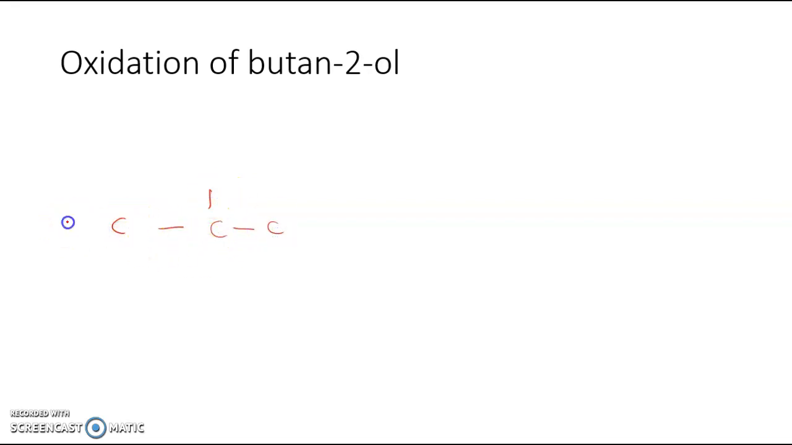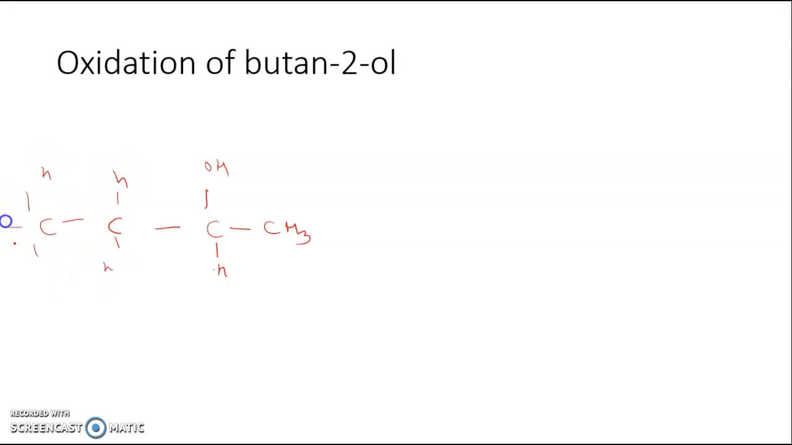You can try this example yourself and you will see that it will not undergo any oxidation. So oxidation of butan-2-ol, will it undergo oxidation or not, is the question for you. So have a go. Is this primary, secondary, tertiary? Will it undergo oxidation?